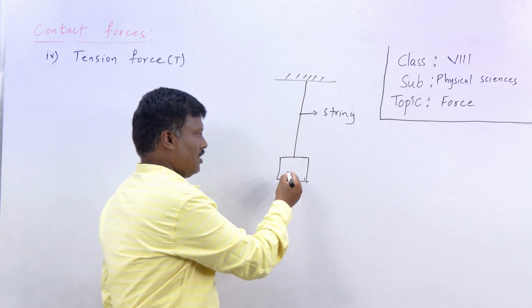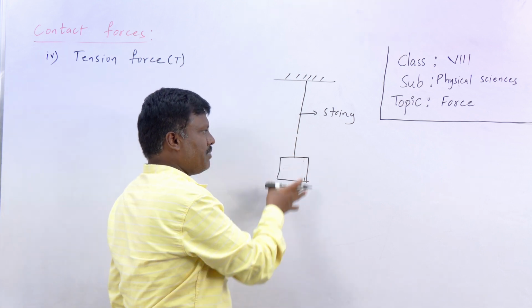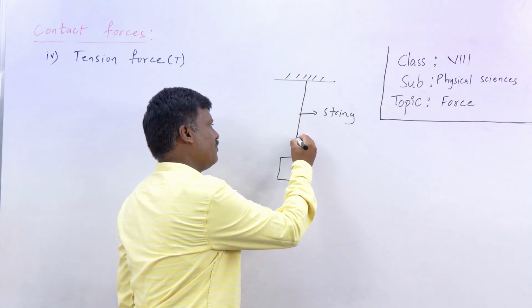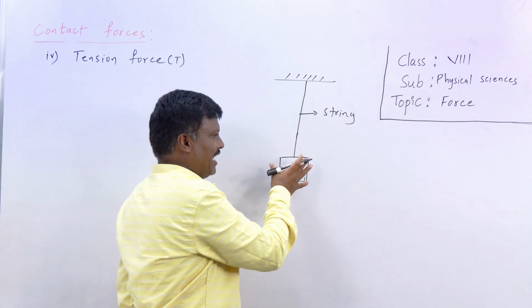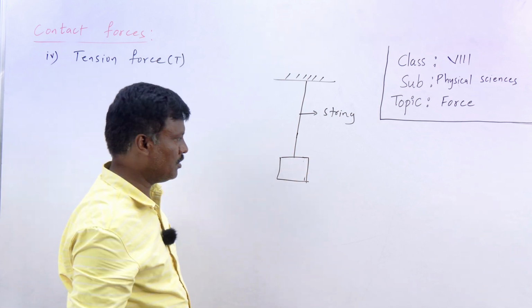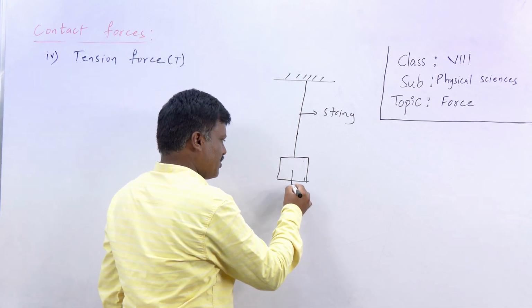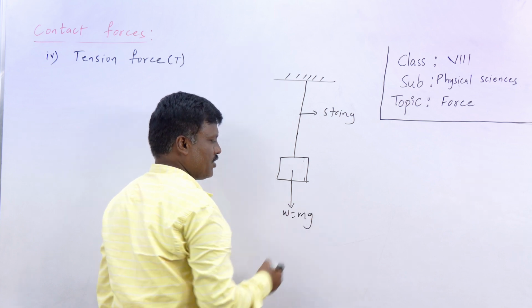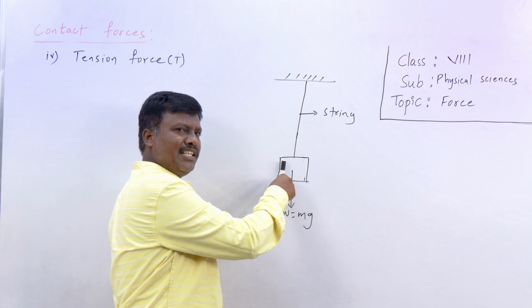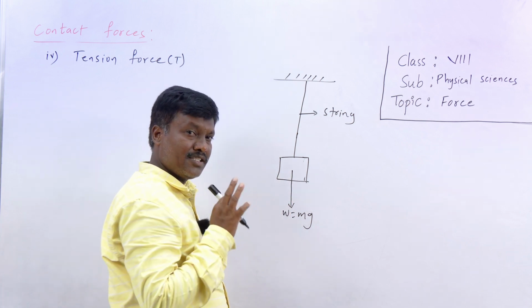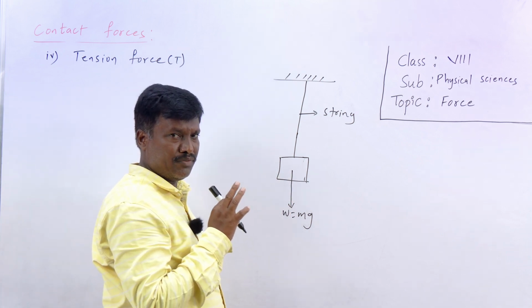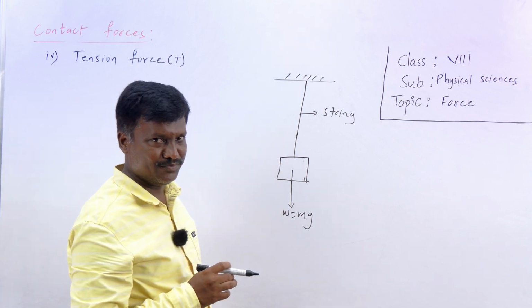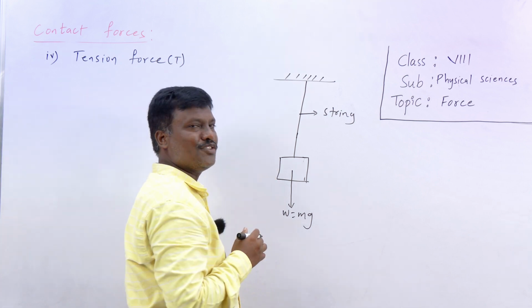Let us understand. If we cut this thread, what happens? It falls on the ground because of gravitational force. But right now it is in an equilibrium state, because gravitational force is acting on this block in the downward direction, and some force has to balance this gravitational force in the upward direction. Is it right? What is that force? That is called tension force.